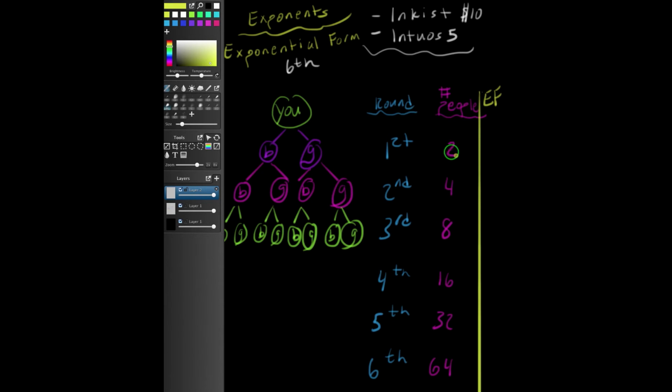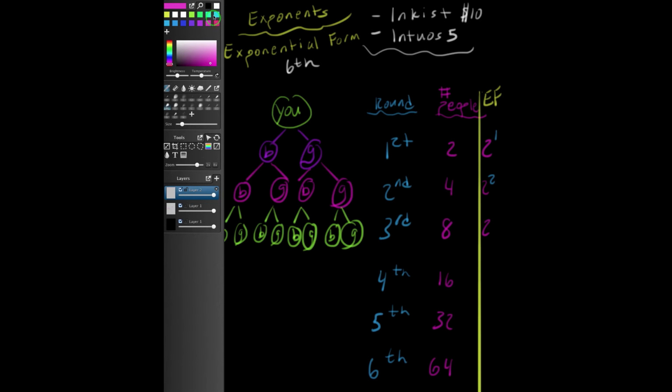Well, in this first round, 2 people have heard the information, and if I want to write that in exponential form, 2 is going to be my base. So I'll write 2 to the first power. So 2 to the first power will give me 2. And then for the second round, I would have 2 as my base to the second power.